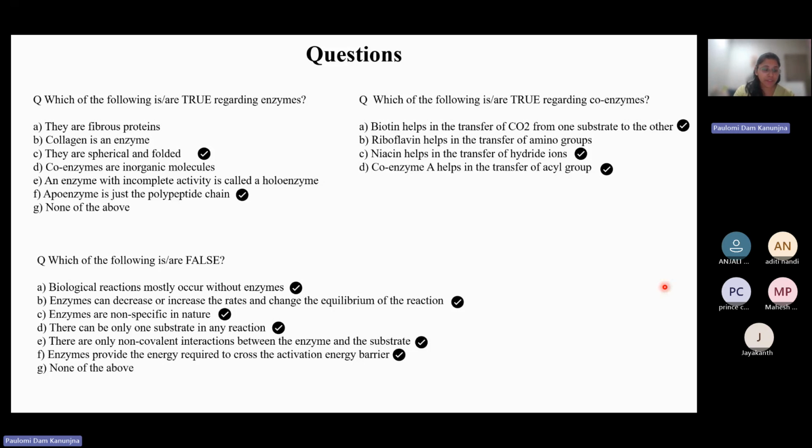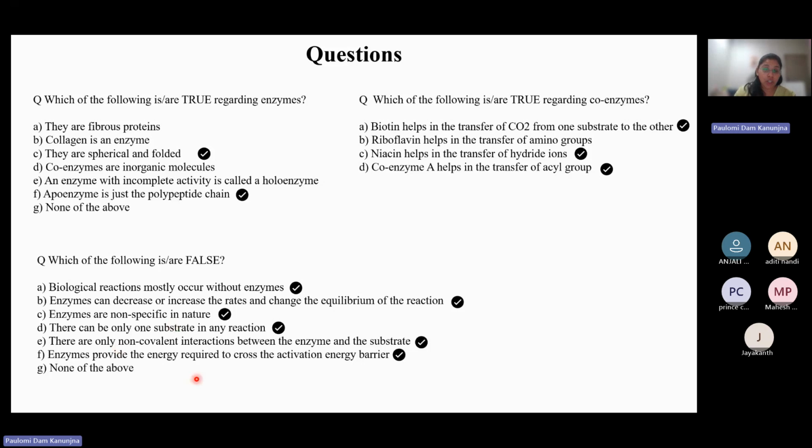Next is enzymes are not specific. Again, that is entirely defeating the purpose, because if it's non-specific, it will bind to anything and everything and then it will not work. If it's specific, only then it works properly and enhances the reaction rate. There can only be one substrate in any reaction. That's not correct. We will see in the next session, there is something called inhibition, competitive, non-competitive. That occurs because the enzyme can bind to multiple substrates.